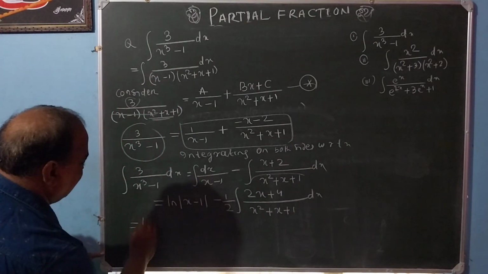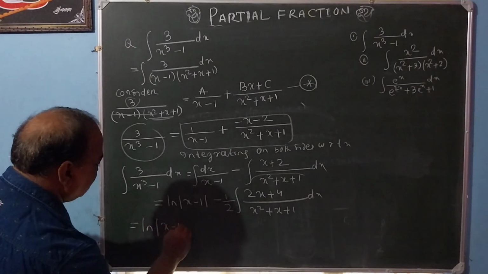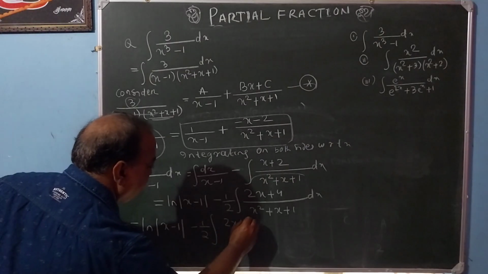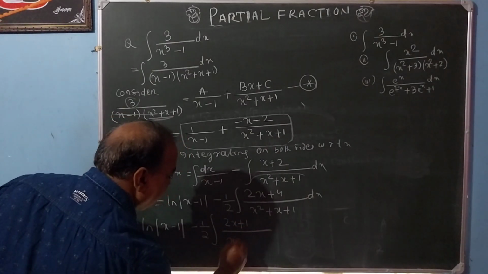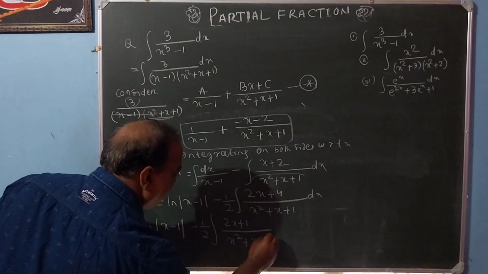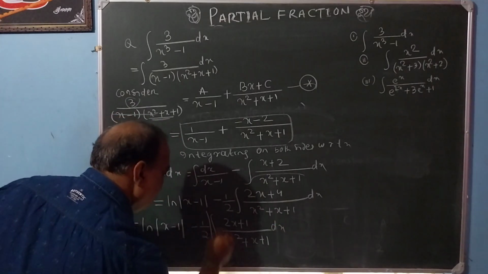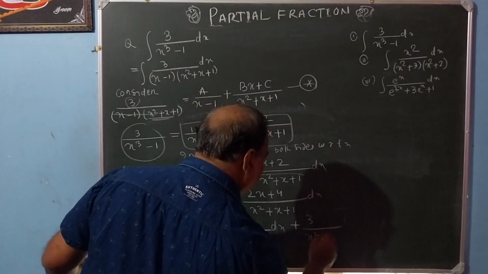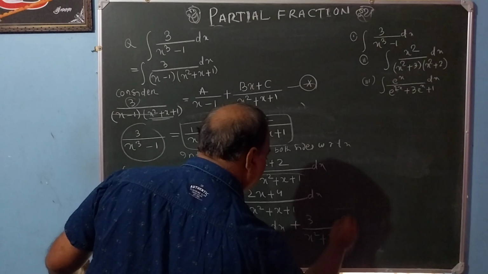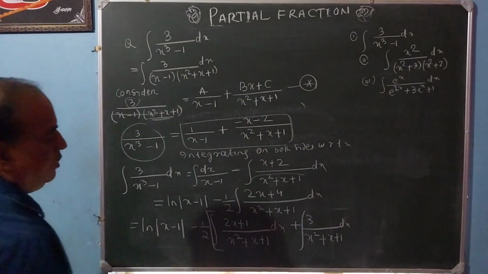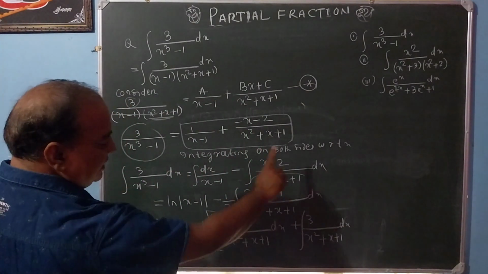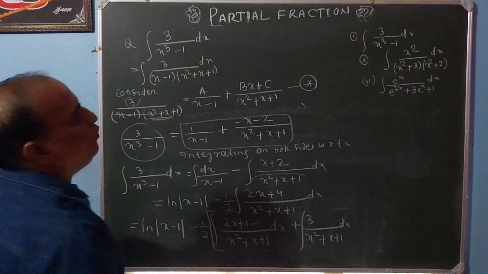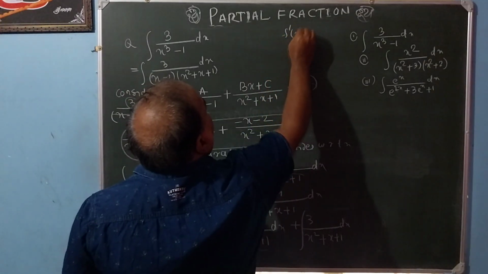So write down, that is ln(x minus 1) minus 1 by 2 integration of 2x plus 1 divided by x square plus x plus 1 dx, this is one part. Okay, so another part is 3 by x square plus x plus 1 into dx. I break this as 2x plus 1 plus 3. Here it is a derivative on top, here it is a function below.